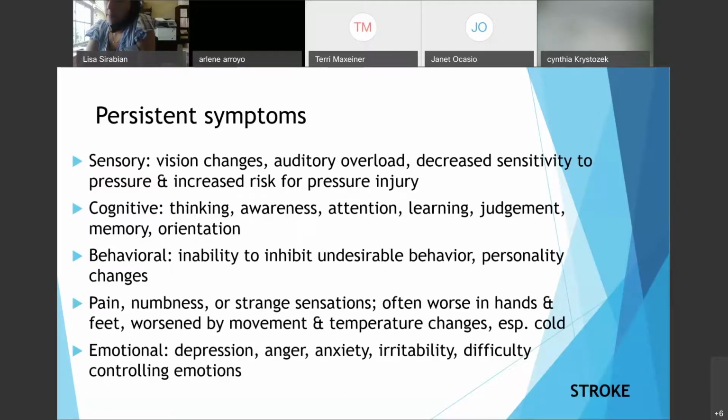Pain, numbness, or strange sensations, often worse in the hands and feet, might be worse with movement, might be worse with temperature changes, especially cold. And then the emotional component. I think for all of these that we're going to be talking about, there's an emotional component. That component may be directly related to the brain damage, or it might be also related to just dealing with the life changes that come about because of these neurological disorders.